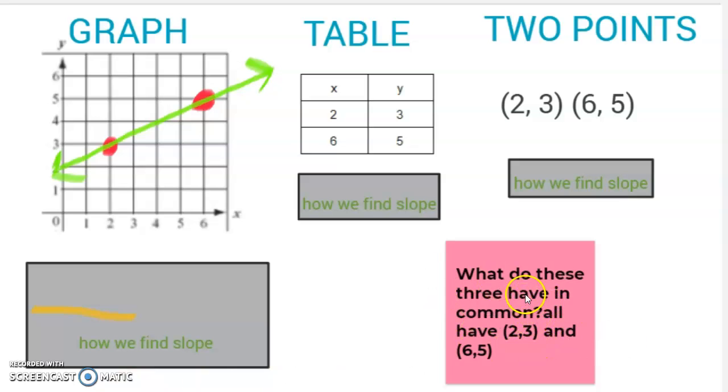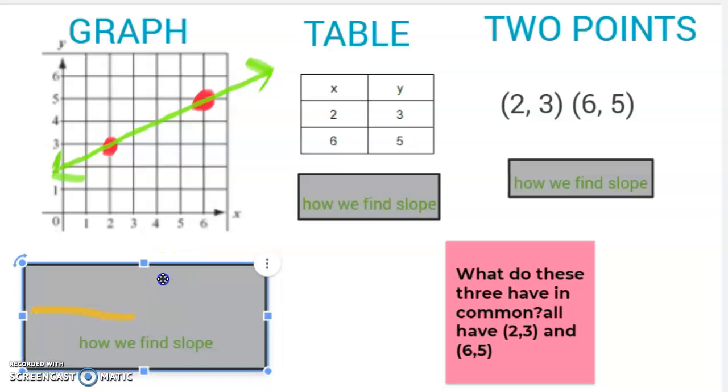So if you look at my sticky note, I added on, I would have liked for you, right, that they each have the points 2, 3, and 6, 5 as part of them. Whether it's a table, right, we see 2, 3 right there, 6, 5. My ordered pairs are given, right? I can see them listed there. But on the graph, if you notice, 2, 3 is plotted, and then 6, 5 is also plotted. So each representation uses the points 2, 3, and 6, 5.